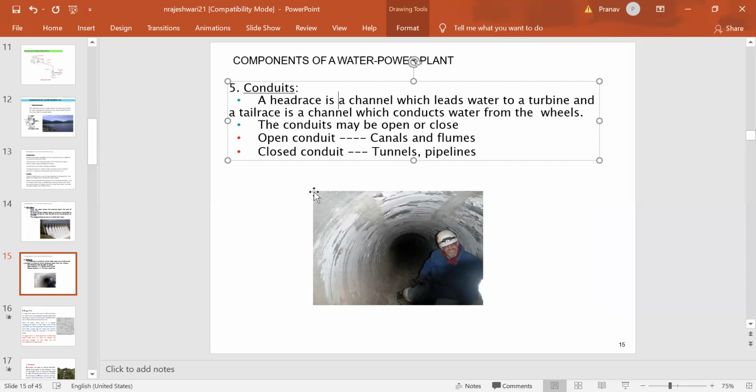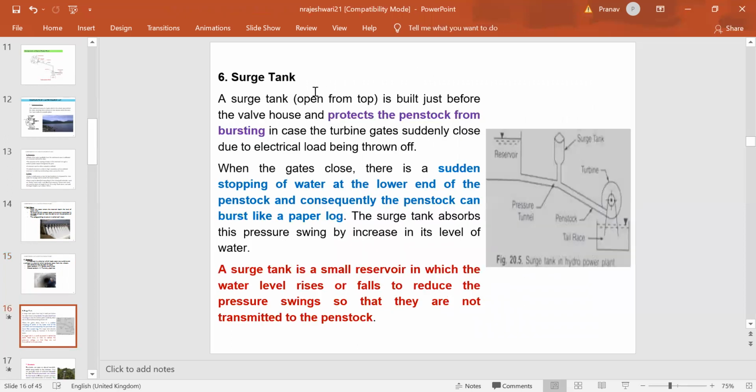The next thing is the surge tank. This is the surge tank, placed here after the reservoir on the pressure tunnel. The surge tank is constructed in between the penstock and the valve house.